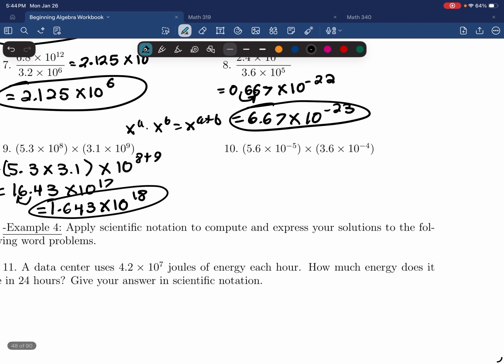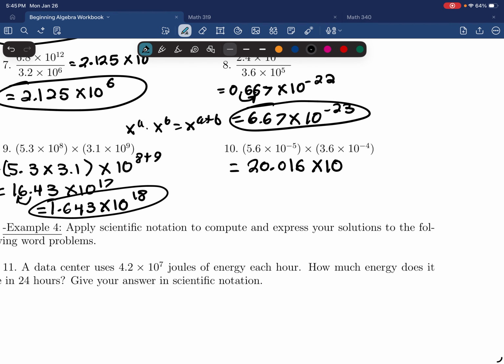Alrighty, for example number 10, I encourage you to pause the video and try this one on your own. And assuming you have given it a go, let's go through it. So we have 5.6 times 10 to the negative 5th, all multiplied by 3.6 times 10 to the negative 4th power. So to simplify this, we're going to do what we did in example 9. So we're going to do 5.6 times 3.6, which gets us 20.016 times 10. We're going to add our exponents, so negative 5 plus negative 4.